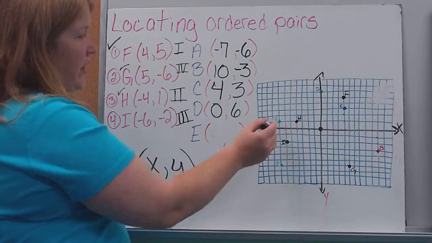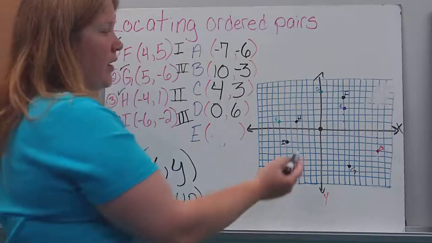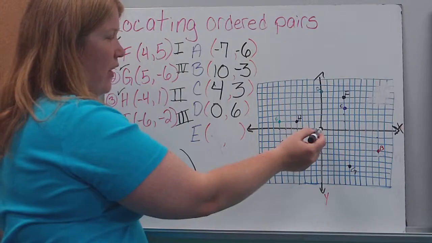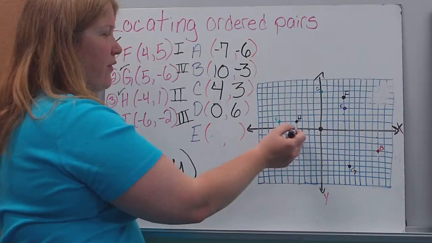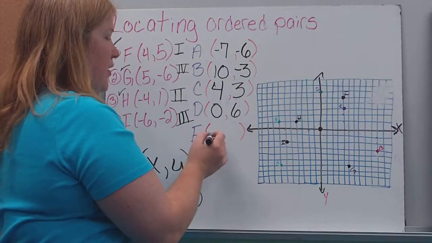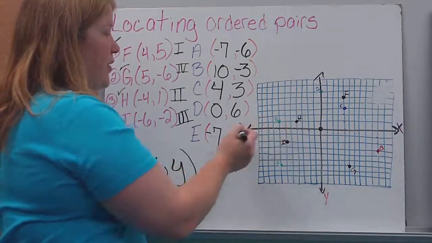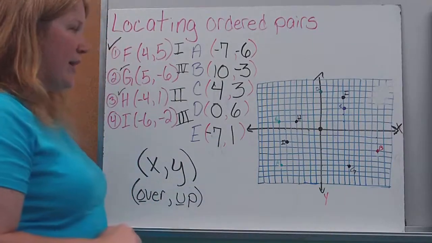Our final point over here, E, is in quadrant 2. So this is our negative side for x, but our positive side for y. So how far over is it? 1, 2, 3, 4, 5, 6, 7. Or in this case, a negative 7. And how far up did we go? We went up a positive 1.